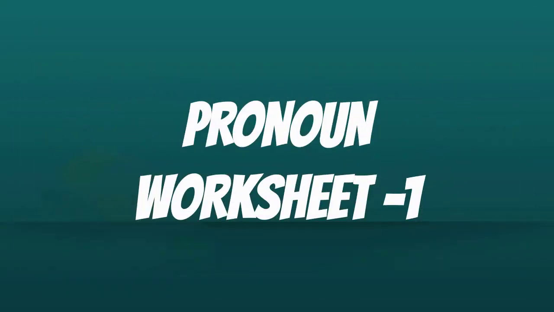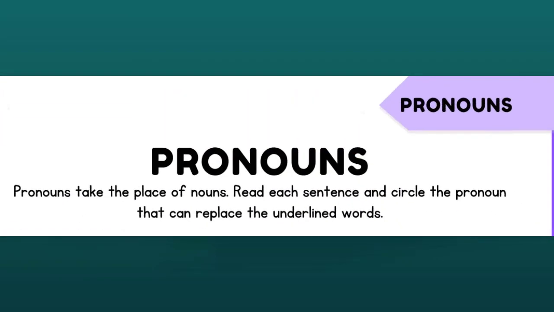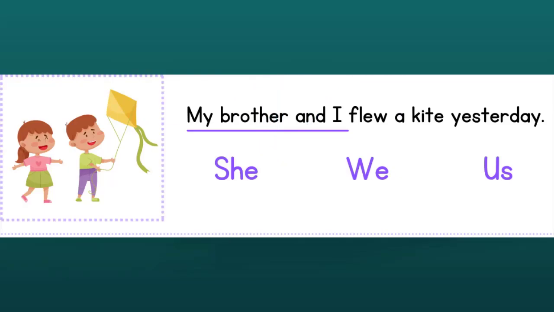Pronoun Worksheet 1. Pronouns take the place of nouns. Read each sentence and circle the pronoun that can replace the underlined words. My brother and I flew a kite yesterday. Options are she, we, us.